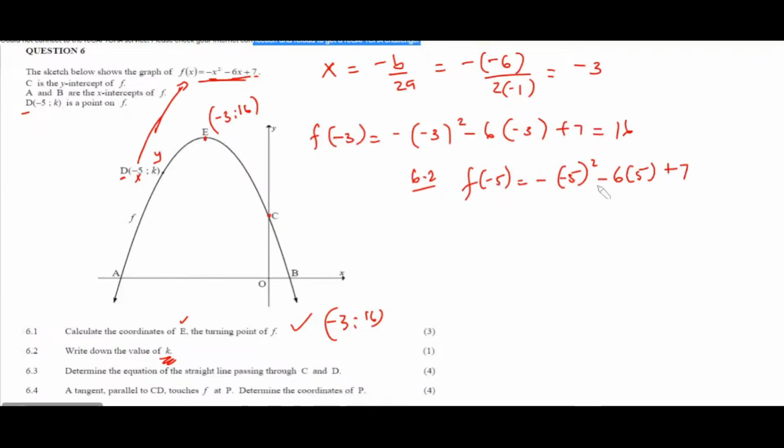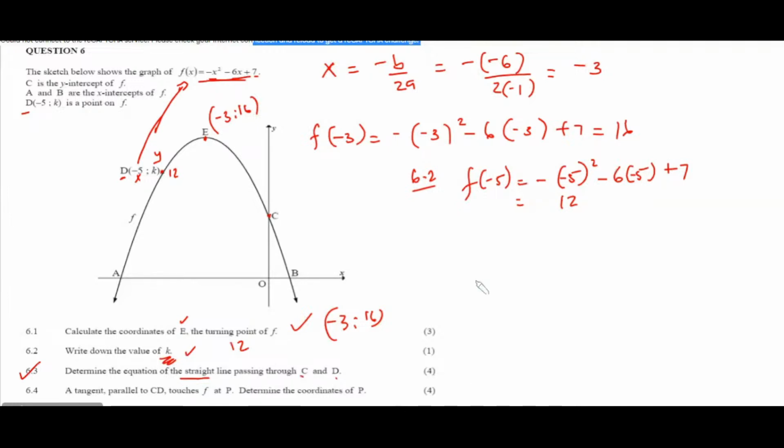So when I simplify this, I'm going to have -25 minus, this is a -25 plus 30 plus 7. And that will give me a 12, which means k is 12. That is also done. And then 6.3, determine the equation of a straight line that is passing through CD.